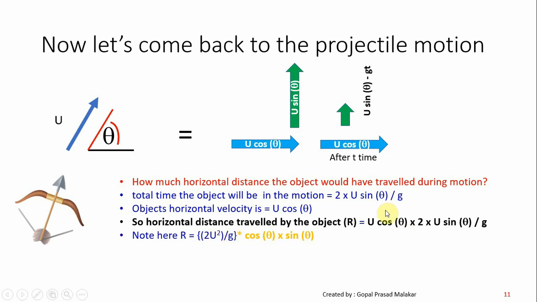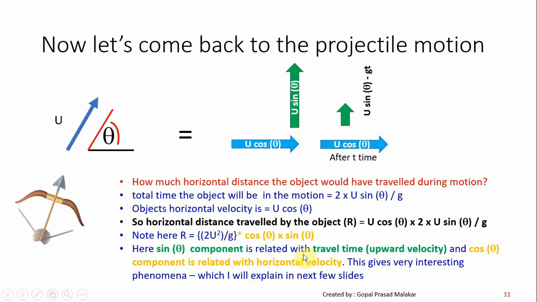Here it is u squared, only of u, not of the 2. So it is 2u² by g into cos theta into sin theta. Now there is one important thing you need to understand. If the initial magnitude is the same, how much it will travel actually depends on this theta, because this is the variable component. So if this u is fixed, then this is the component which decides how much horizontal distance the object will travel. And I'll prove to you a very interesting phenomenon.